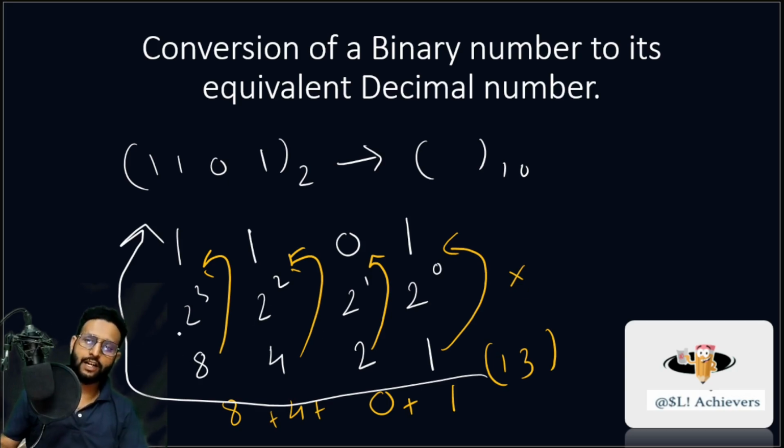So as you see, it is a very simple process. You can simply convert your given binary number into its equivalent decimal number by following these steps.